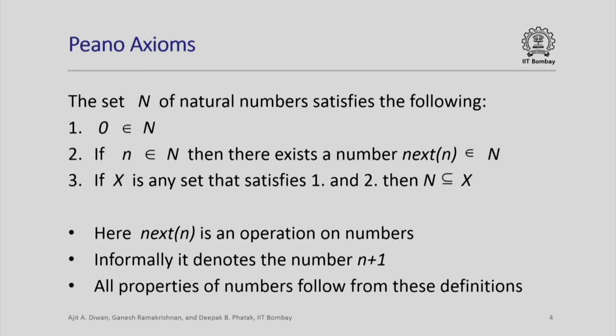But here next n is an operation on numbers that we assume exists, that is part of our assumption. Informally it denotes the number n plus 1. So for every number n, there is a number that follows it, which we denote n plus 1, or here we will call it the next number. And all properties of numbers now follow from just three assumptions about the numbers. So we will see how.